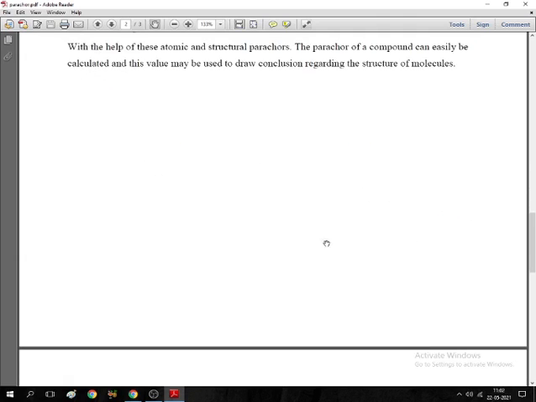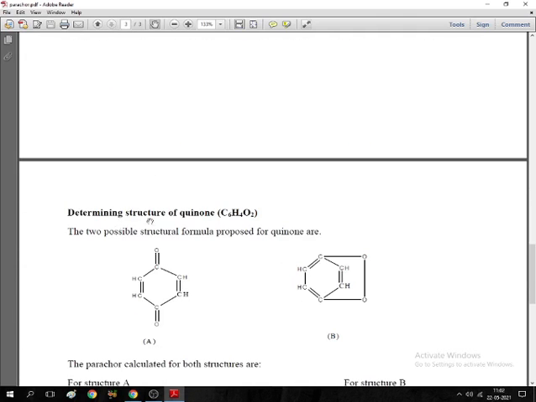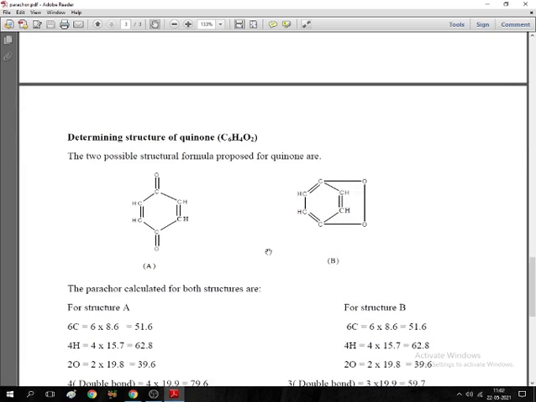For example, let us see how to determine the structure of quinone, C6H4O2. Two possible structural formulas are proposed for quinone. If this is the molecular formula of quinone, there are two possibilities about its structure. This is possibility A and this is possibility B. These are the two possibilities. Now, what is the method to determine the structure?